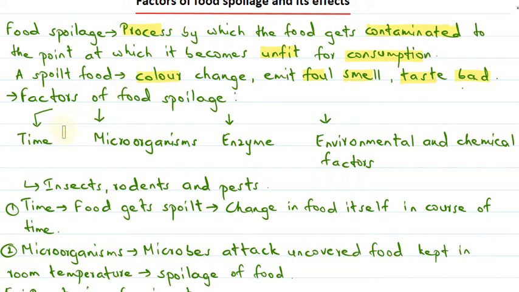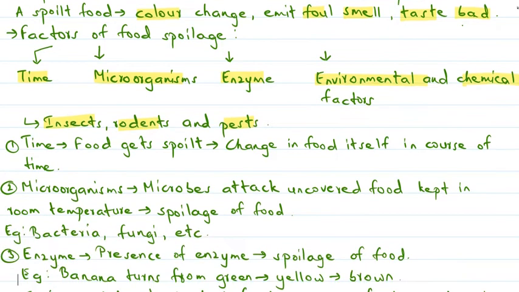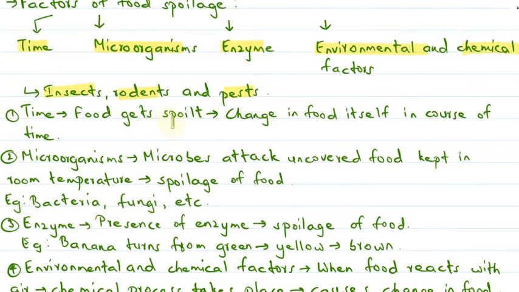Then we listed 5 factors of food spoilage. They are time, microorganisms, enzymes, environmental and chemical factors, then insects, rodents and pests. So we saw that food can get spoiled because of time. The food itself gets changed in the course of time, and that can lead to spoilage of food.